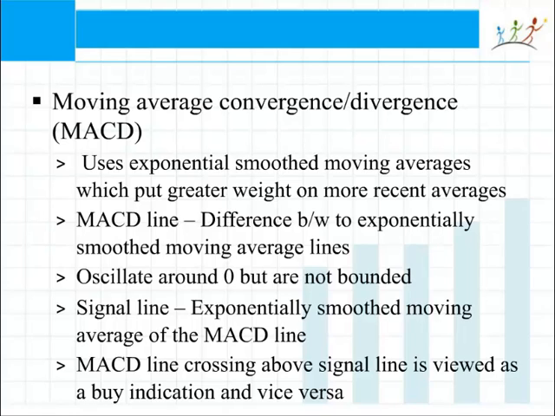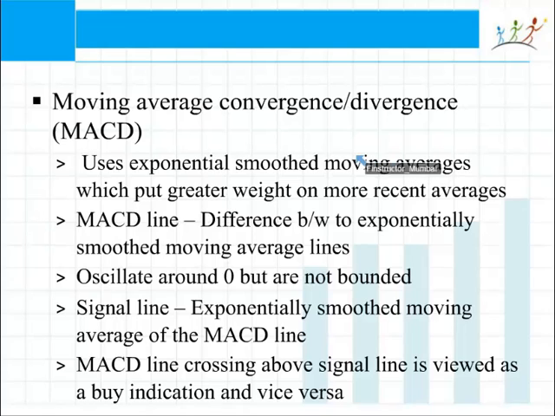So the MACD line uses the same methodology broadly as the moving average methodology that we studied, but it uses exponentially smoothed moving averages. So rather than taking an average of the values themselves, it will take the average of the log of the values or something like that.